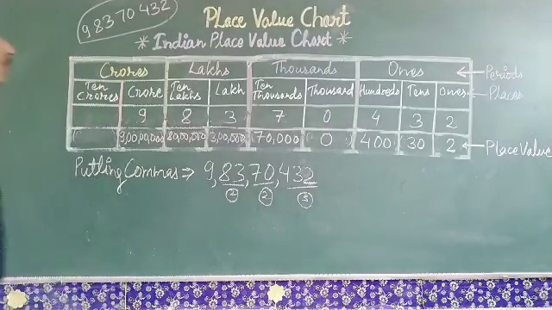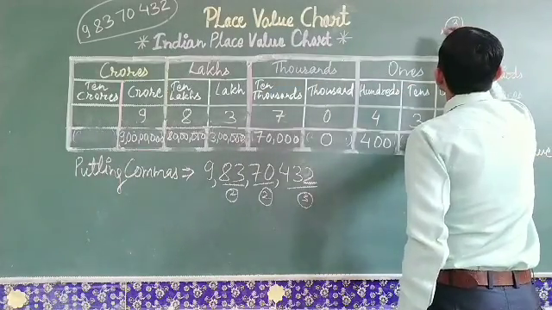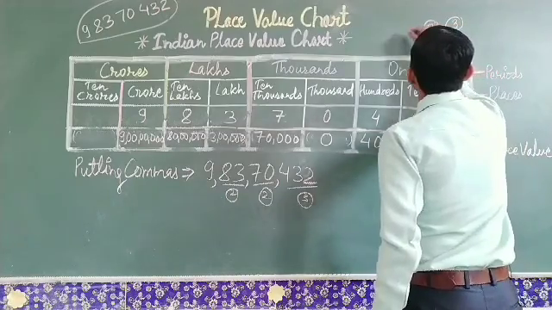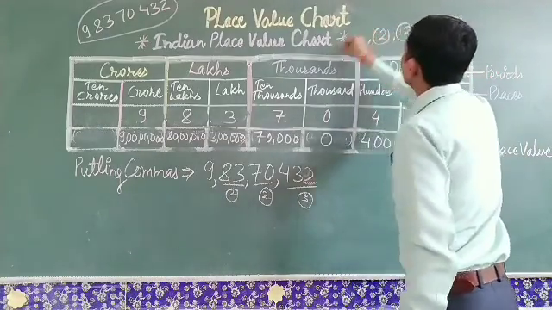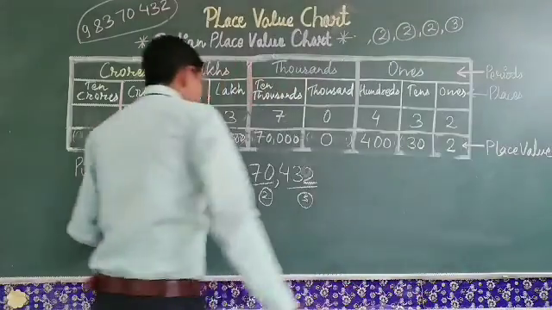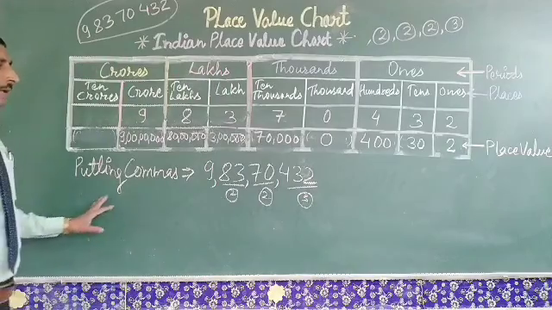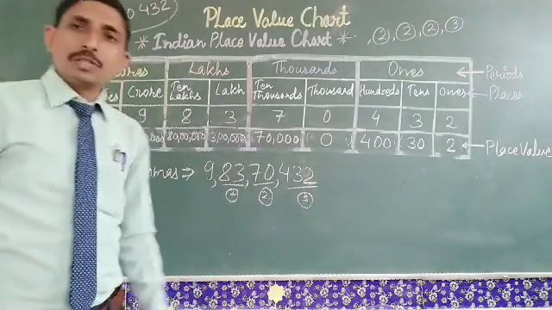The pattern goes like this: first a comma after 3 digits, then 2 digits, then again 2 digits, then again 2 digits. In this way it follows. So in this way we can put commas in the Indian place value system.